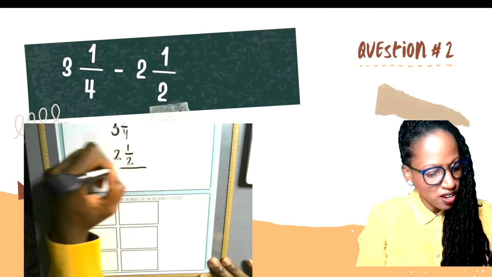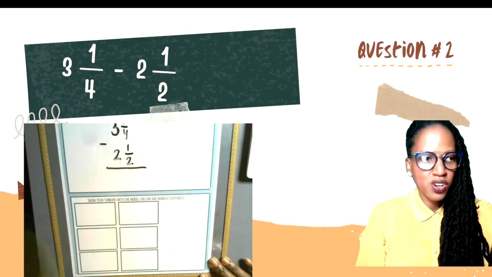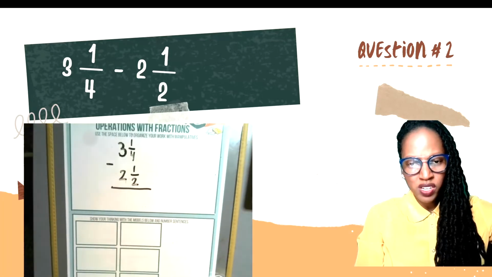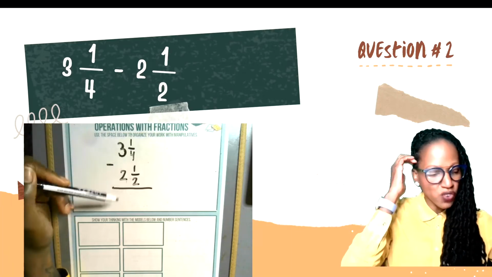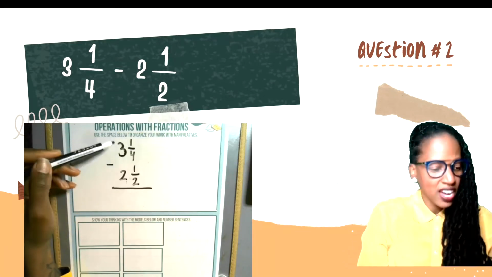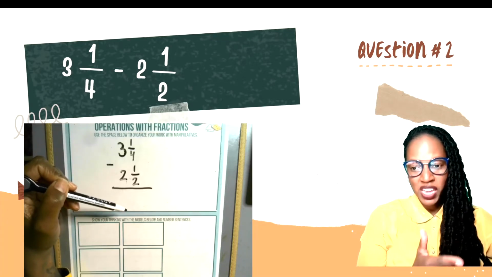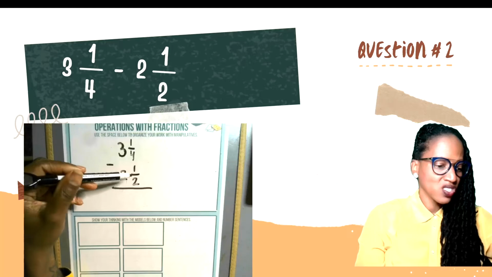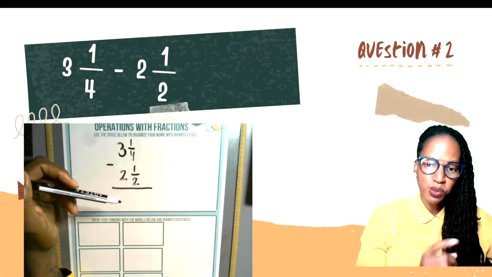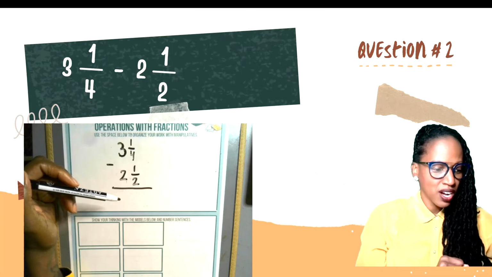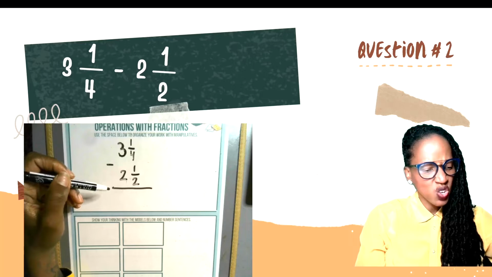Again, I'm lining up my whole numbers with my whole numbers and my fractions with my fractions. And my first step is to always subtract my fractions first. When I'm writing them vertically, I subtract fractions first, and then I subtract whole numbers. The reason I'm subtracting fractions first is because I may have to regroup, okay? And so same thing when we add and subtract numbers. We start with our ones place first because we might have to regroup or unbundle from the next highest place value.